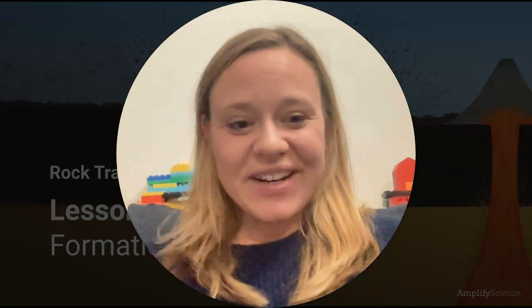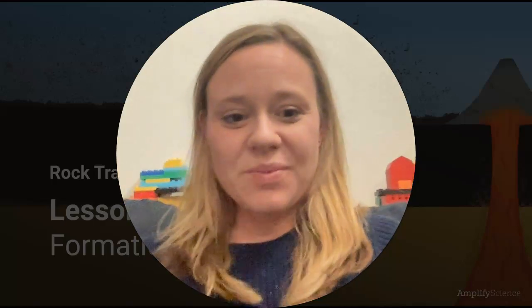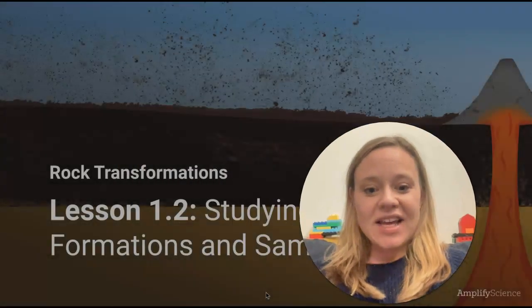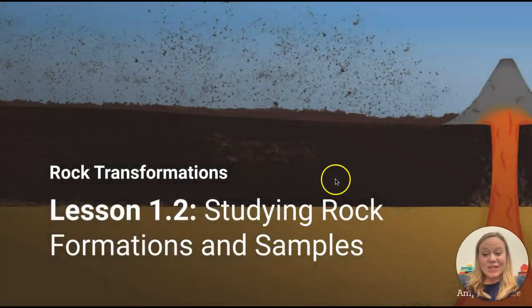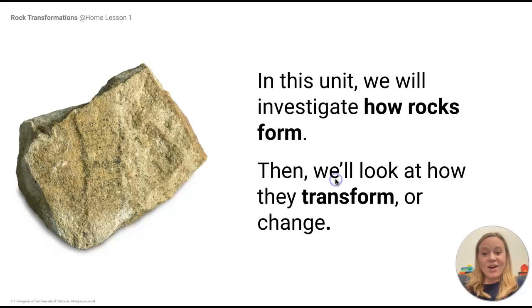Hey, sixth graders, we are getting started here on lesson 1.2, where we are going to look at some rock samples, make some observations, and study rocks. So our unit question is how rocks form, which is what we are going to be investigating, and then we're going to look at how they can change or transform.